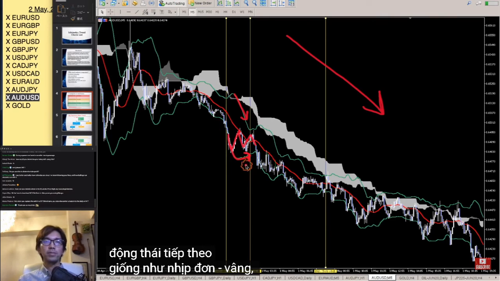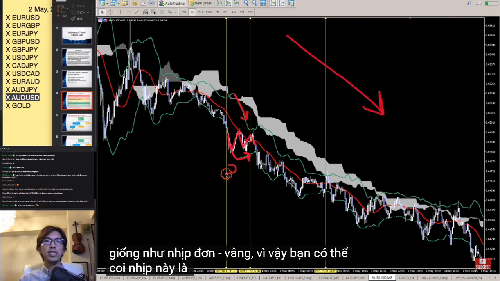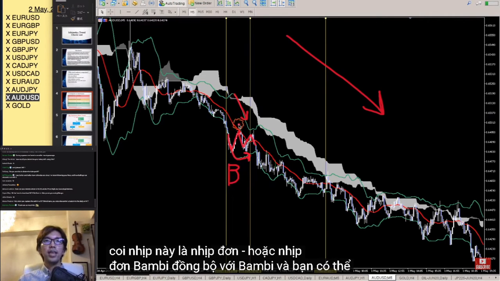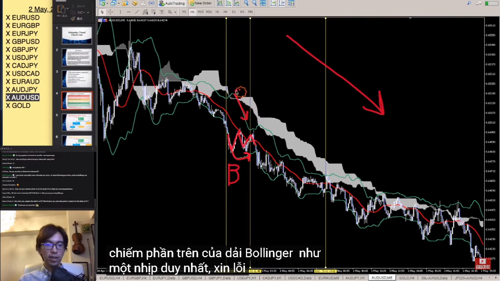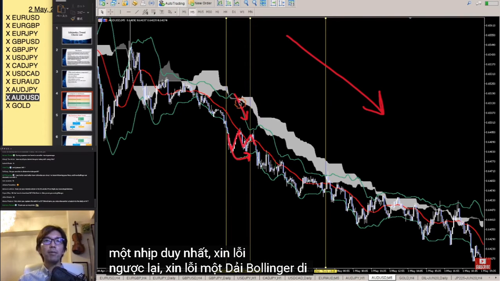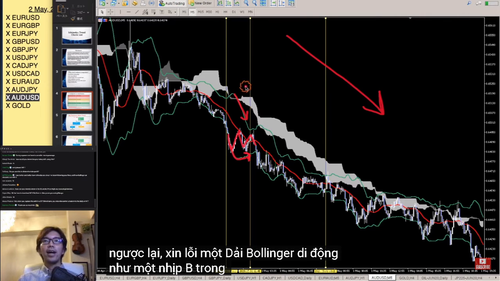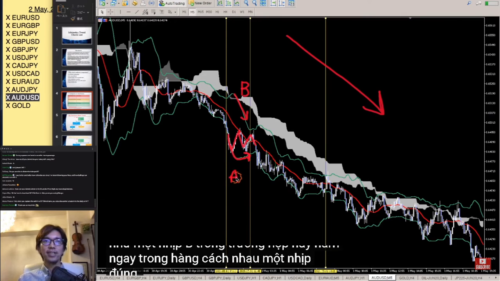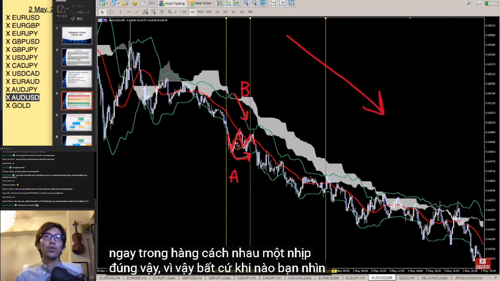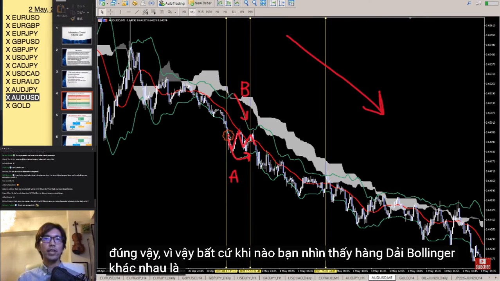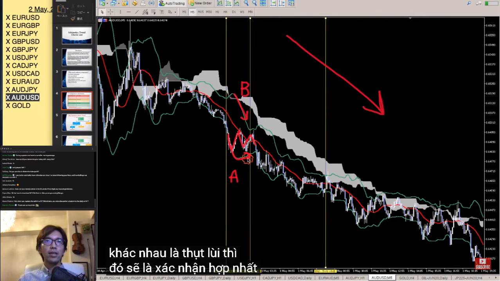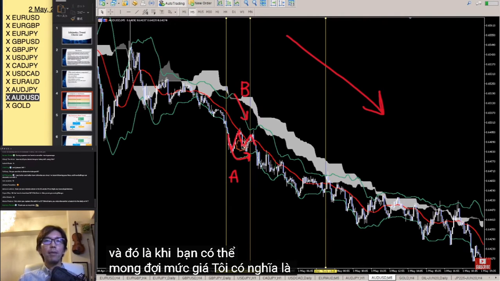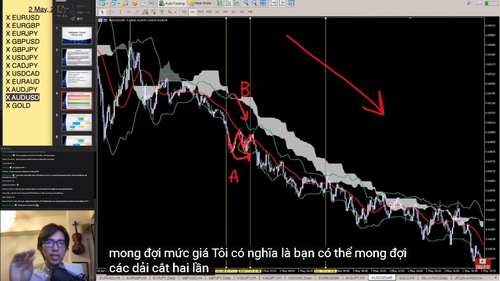Just like Senkou Span B. You can take the upper part of the Bollinger Band as Senkou Span B in this case, and the lower part as Senkou Span A. So whenever you see the Bollinger Band lower part retracing backwards, that will be a consolidation confirmation. And that's when you can expect the bands to squeeze.